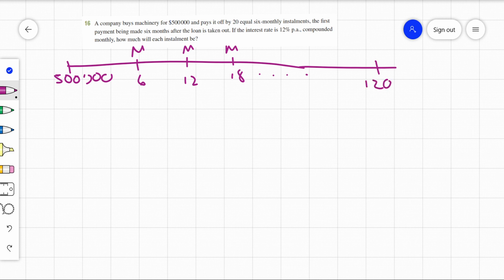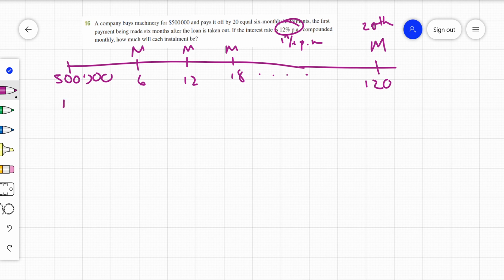So that would be the 120 months. So this would be the 20th payment here. And then they should have paid everything off, so they should owe 0. The other thing is the interest is compounded monthly. So if we divvy that up, it's 1% per month compound interest each month.